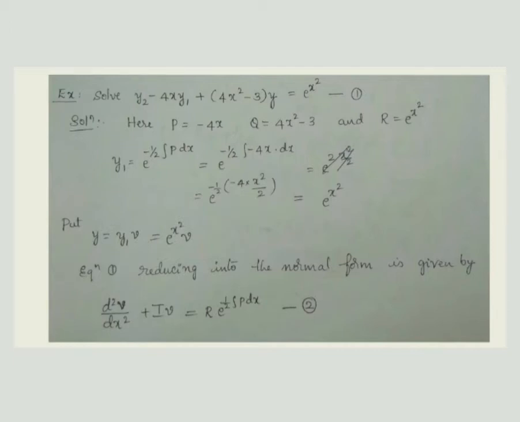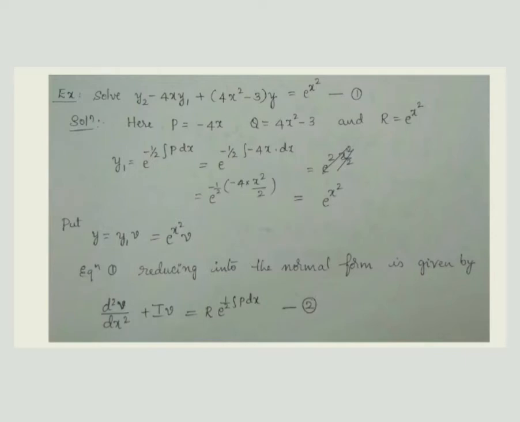Now the second step is put y is equal to y1 into v. Substituting y1, which is e power x square, we get y is equal to e power x square into v. Now equation 1 is reduced to the normal form.